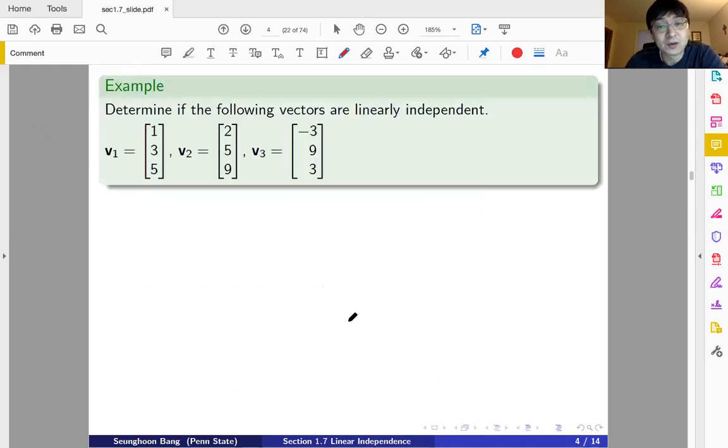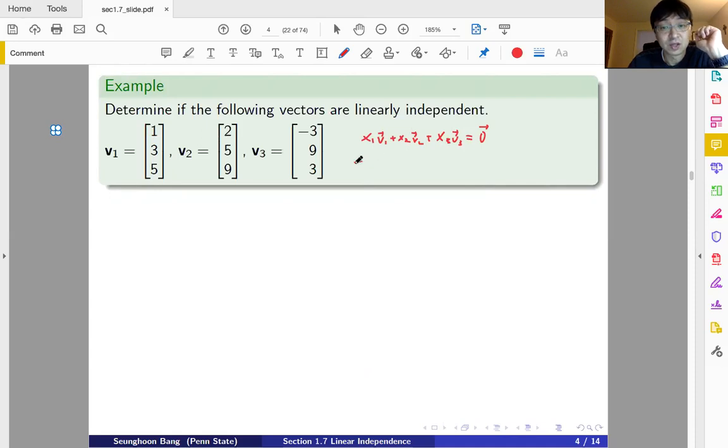Here is an example. Determine if the following vectors are linearly independent. How can you do that? You can change this to x1 vector v1 plus x2 vector v2 plus x3 vector v3 equals vector 0. Does this have only the trivial solution or a non-trivial solution? If this equation has only the trivial solution, the vectors are linearly independent. If this equation has a non-trivial solution, they are linearly dependent.